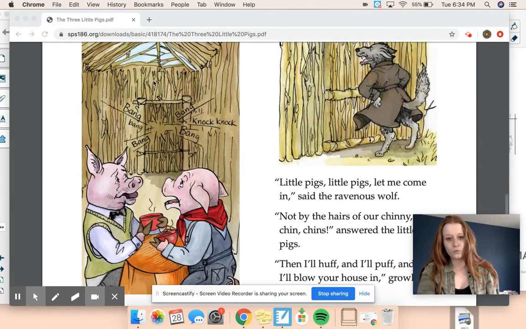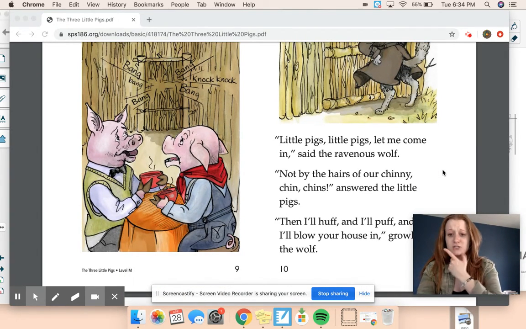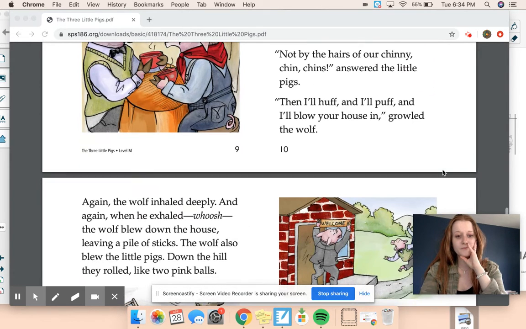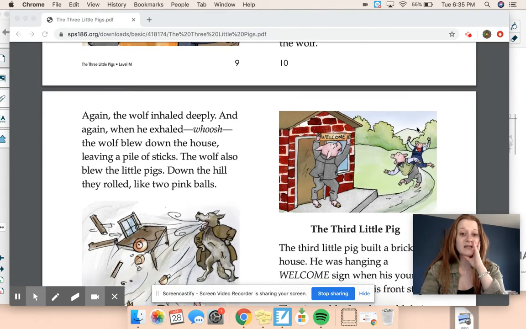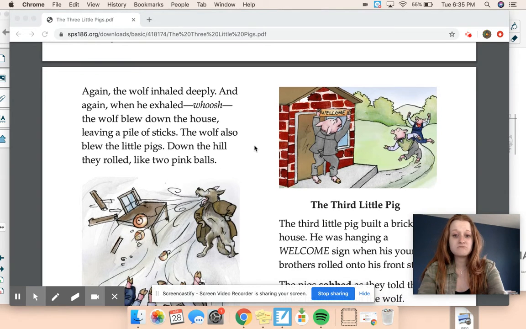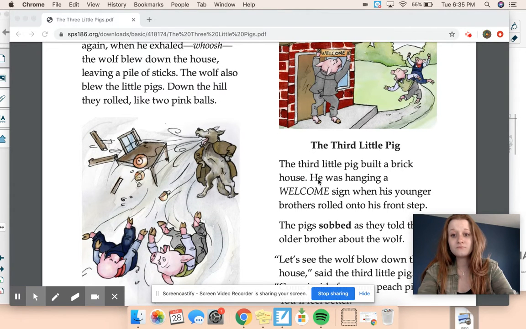Uh-oh. Here we can see the pigs enjoying their tea, and then they hear bang, bang, bang. "Little pigs, let me come in," said the ravenous wolf. "Not by the hairs of our chinny chin chins," answered the little pigs. "Then I'll huff, and I'll puff, and I'll blow your house in," growled the wolf. Again, the wolf inhaled deeply, and again, when he exhaled, whoosh, the wolf blew down the house, leaving a pile of sticks. The wolf also blew the little pigs down the hill. They rolled like two pink balls. Oh no. Now we know what's going to happen.